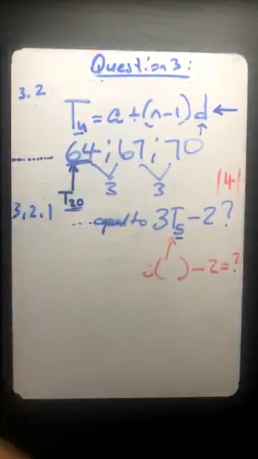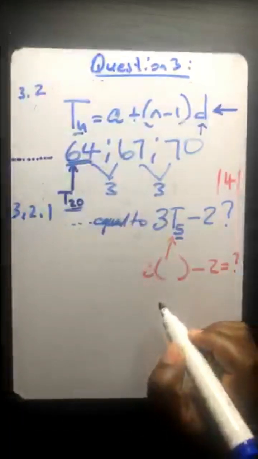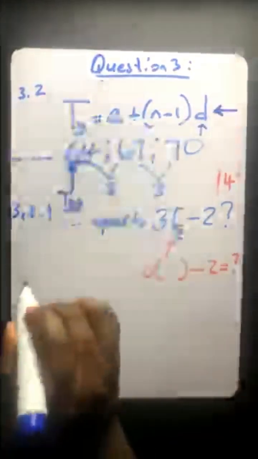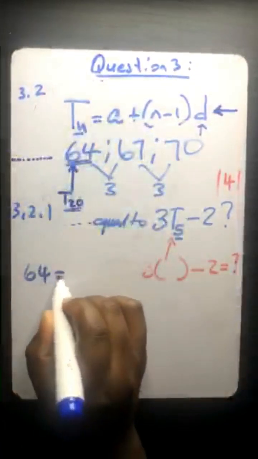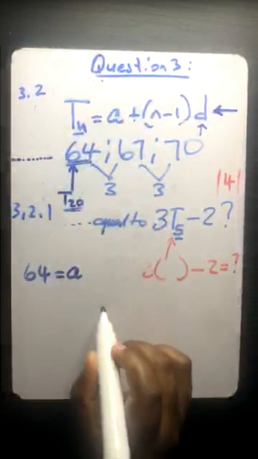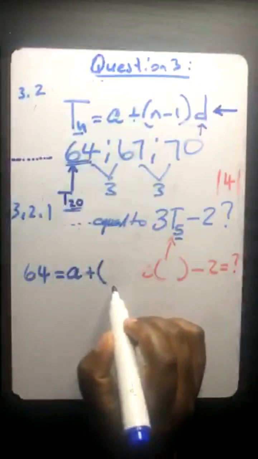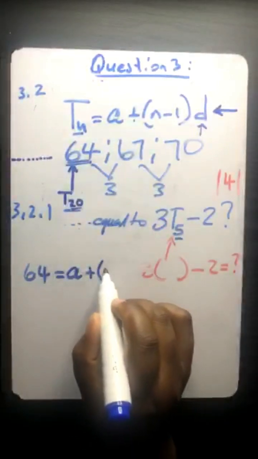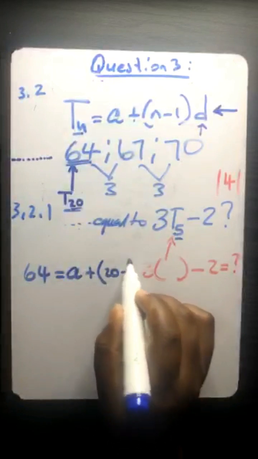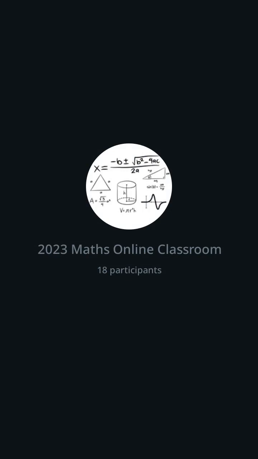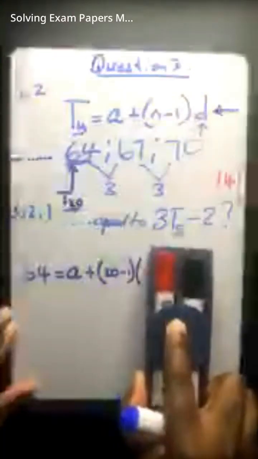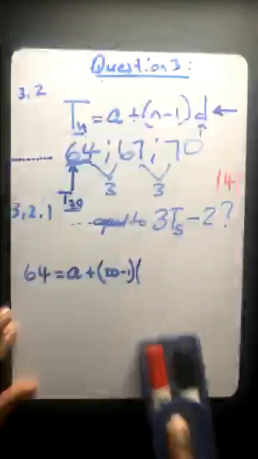Okay, so this is what the honorable member was saying. In place of Tn, we're going to substitute 64, and then A is what we're looking for, plus n, what is n? n is obviously 20 minus 1. D, we know D is 3. So what will be the A value when you solve that?